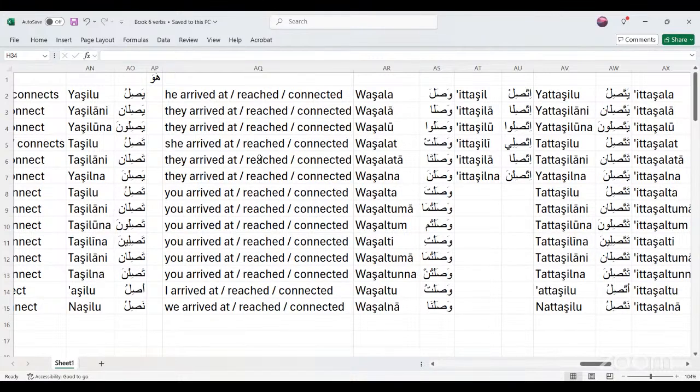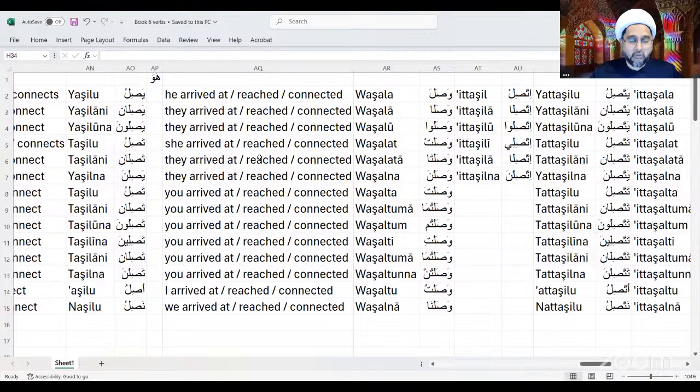tasilina, tasilani, tasilna, asilu, nasilu. So the wa in the present tense, these are verbs with a weak letter. Waw is a weak letter, and whenever it comes, it normally gets dropped in the present tense.